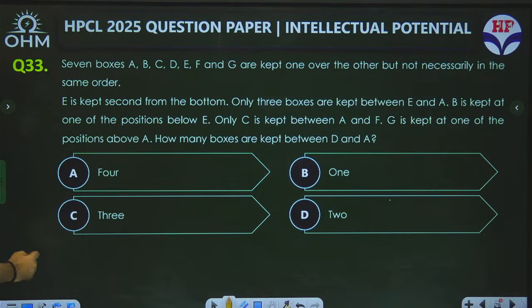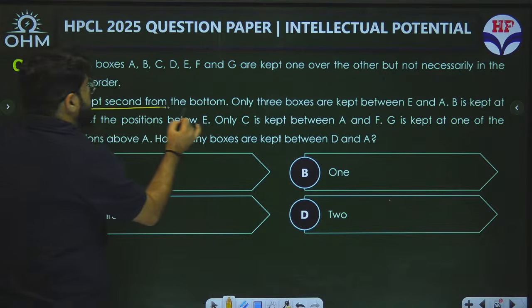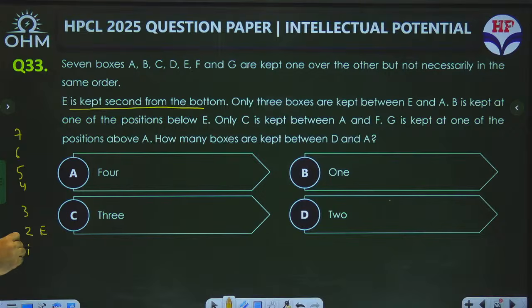I'll do it here: 1, 2, 3, 4, 5, 6, 7. Of course, this is the bottom. E is second from the bottom, so E is fixed. Whatever is used, I will highlight. Only 3 boxes are kept between E and A: 1, 2, 3. So here comes A. B is kept at one of the positions below E. So there is only one position below E, so there comes B.